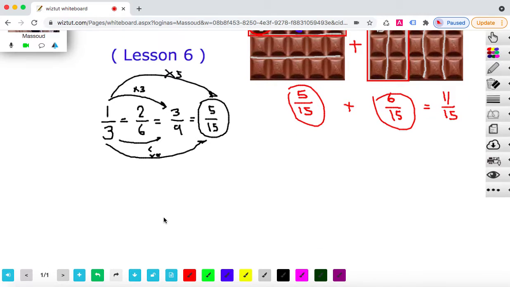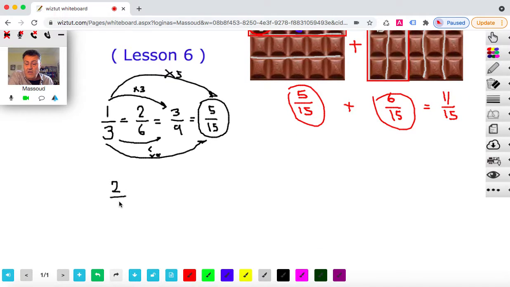The same discussion can be done about this fraction. If you double it, you get 4/10. If you treble the top and treble the bottom, you get 6/15.